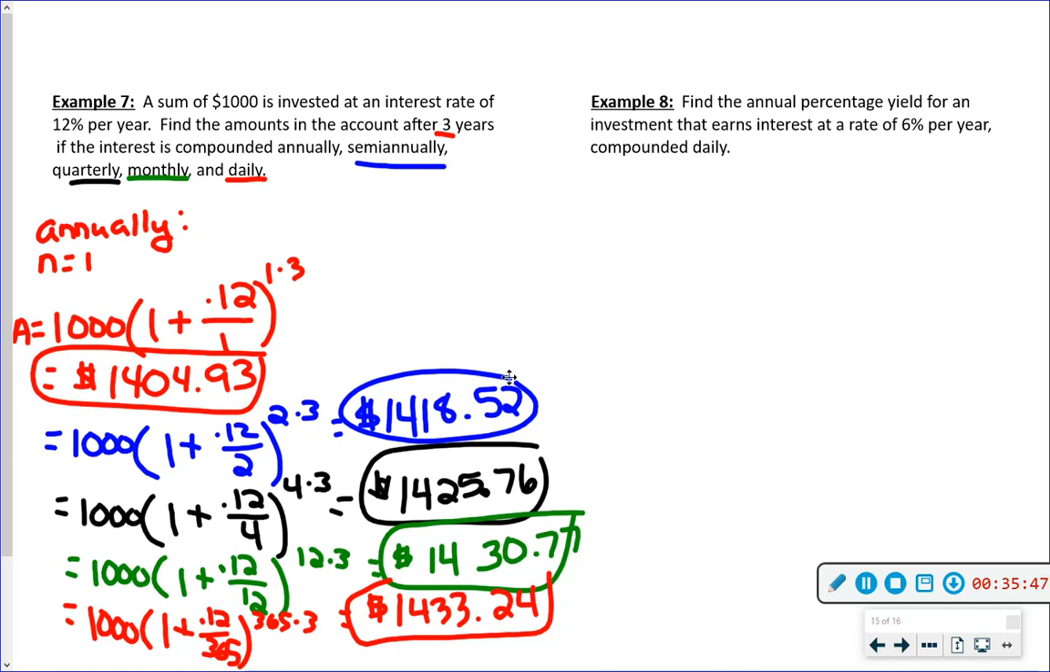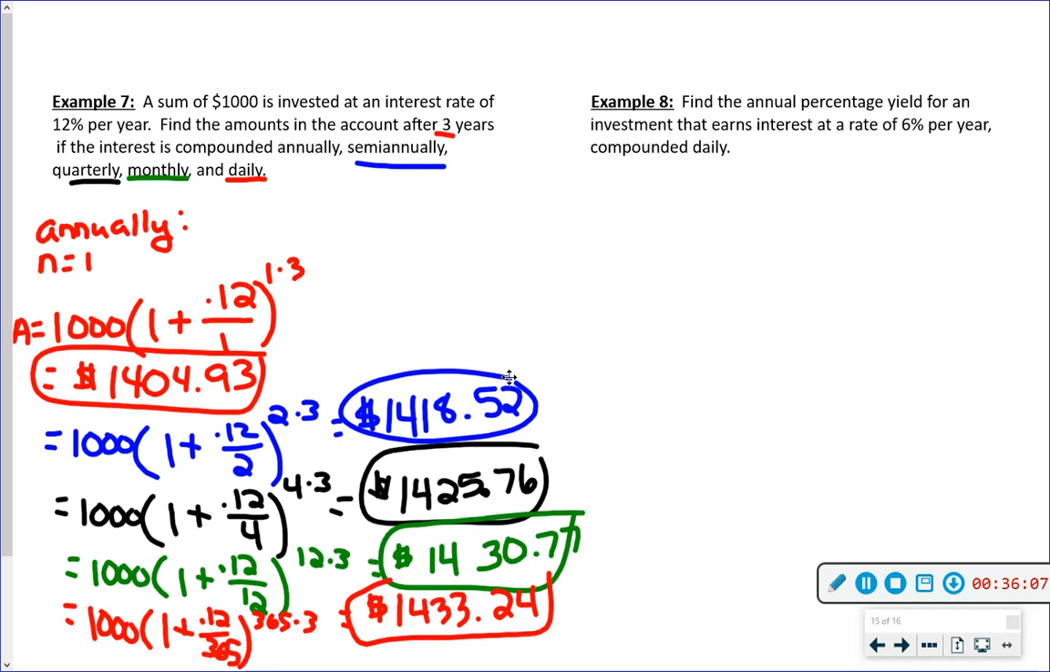Okay, so question for you. What's the pattern here? It goes up. So thank you for that. So is it better to have your interest compounded more frequently or less frequently? More frequently, because you want to keep adding to your money. Okay, there's my spiel about money.